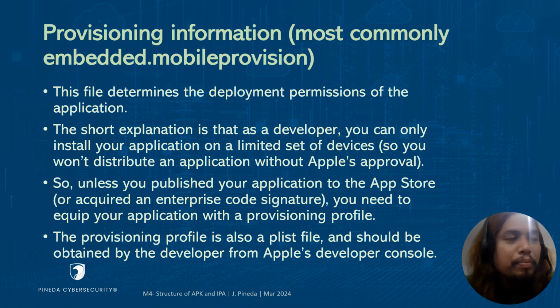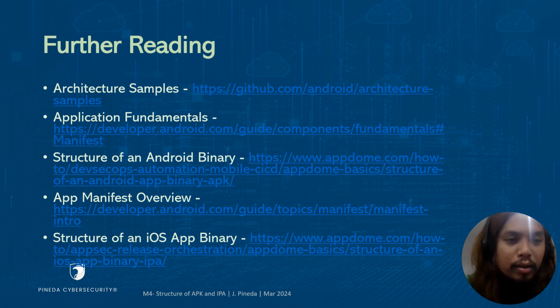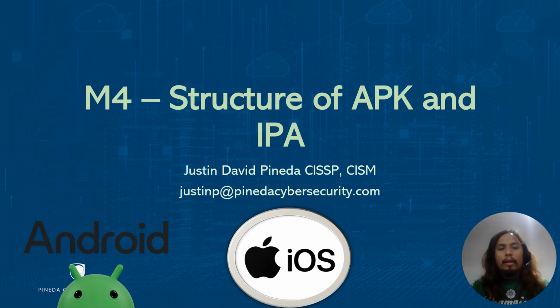Alright, so these are some of the common files that you usually check in the IPA. For further reading, you can check the sample architecture and the sample of the application fundamentals, the structure of your Android binary and your iOS binary, and information about the manifest, the AndroidManifest.xml for APK. All right. So that sums up the structure of the APK and IPA.